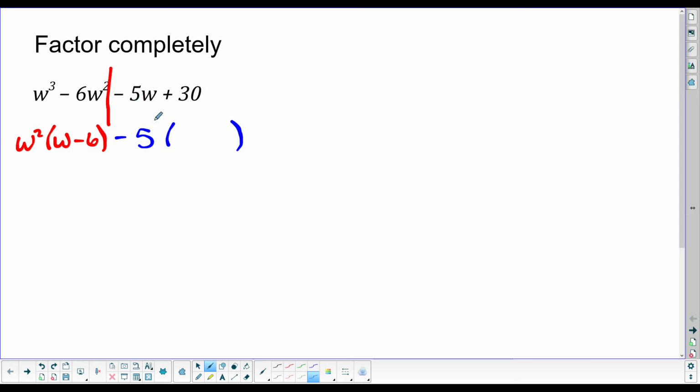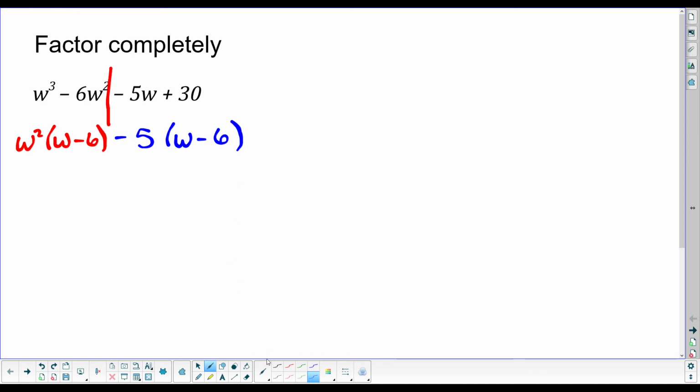So what do I have to multiply? Negative 5 times what gives me negative 5W? Well, it's W. And then negative 5 times what gives me positive 30? Well, negative 5 times negative 6 gives me positive 30.